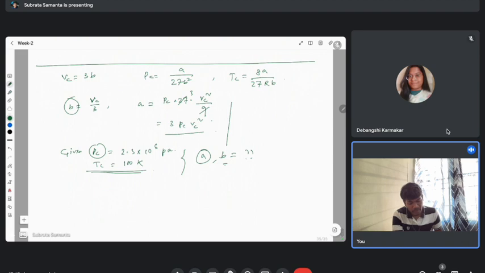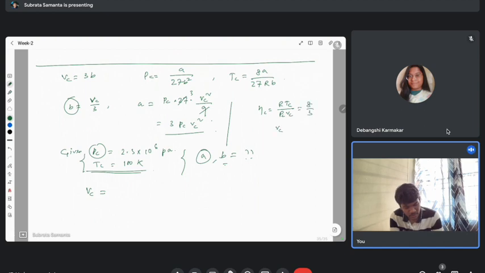But we know that B is actually VC by 3. So then we can replace this VC, because the data given is PC and TC, right? So we can replace VC. Once you know the PC, so this is the eta C, PC by RTC, you get the added thing, right?